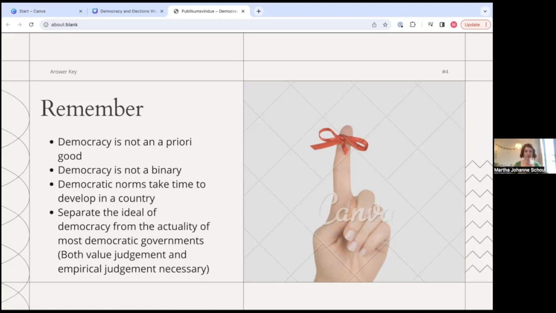And then lastly, try to separate the ideal of democracy from the actuality of most democratic governments, which ties into what I talked about with seeing where a country exists on the sliding scale. And remember that you can have both value judgment in these debates, such as this regard for principles, but also empirical judgment. How much does it actually improve my quality of life? How can we see that it's improving the lives of the people who live there? So both of these are necessary.